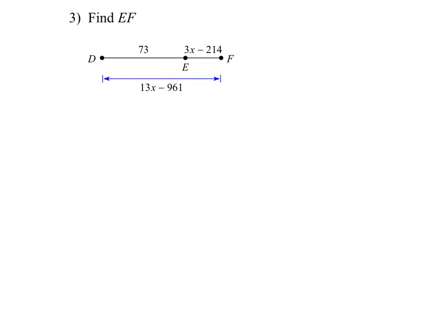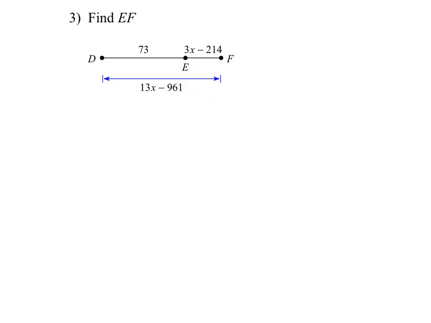So the next one I have. From D to E measures 73 units. From E to F, 3x minus 214. And from D to F, 13x minus 961. And I want to find EF. So I want just to find this segment. But first I need to find x. So I'm going to use the segment addition postulate. So DE plus EF equals DF.